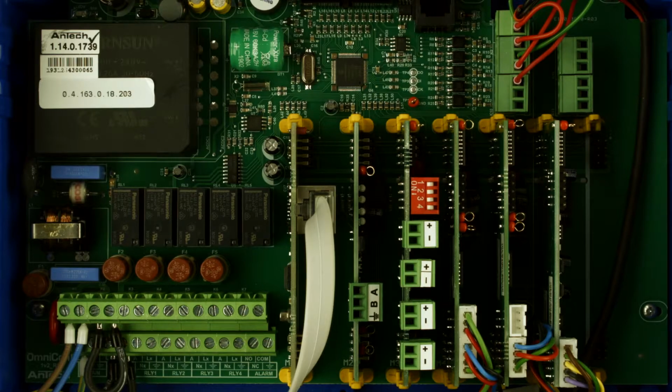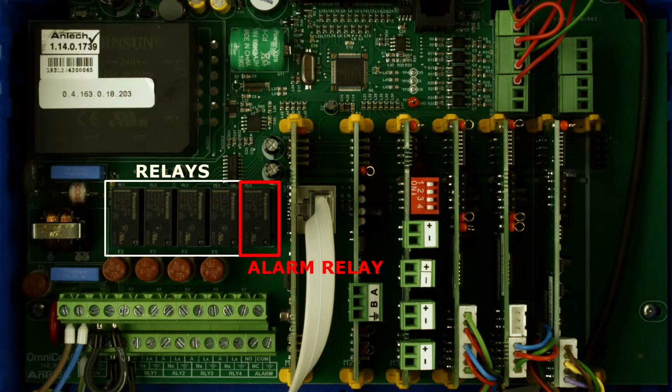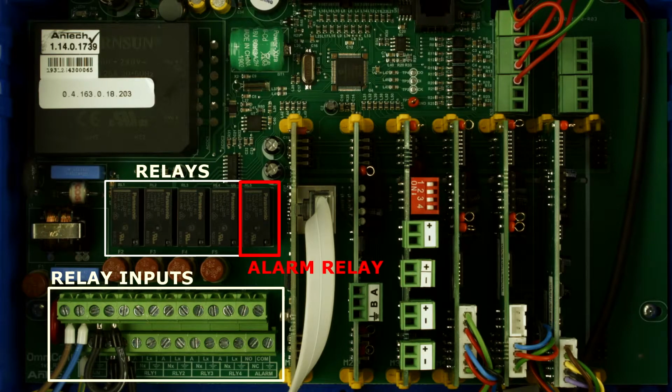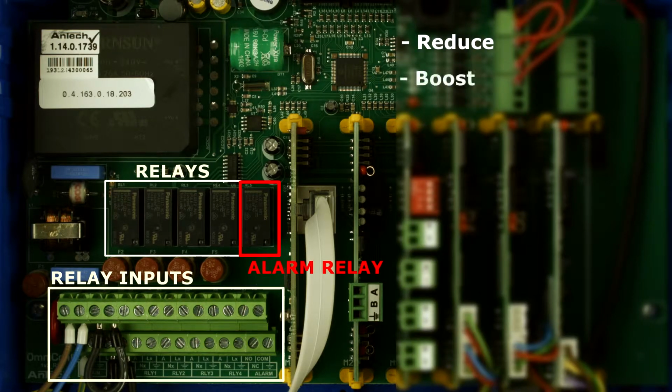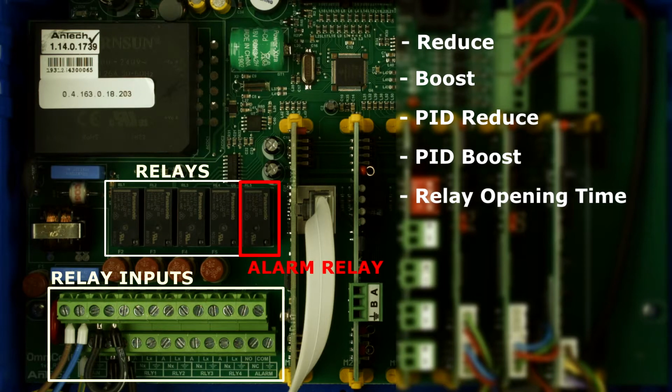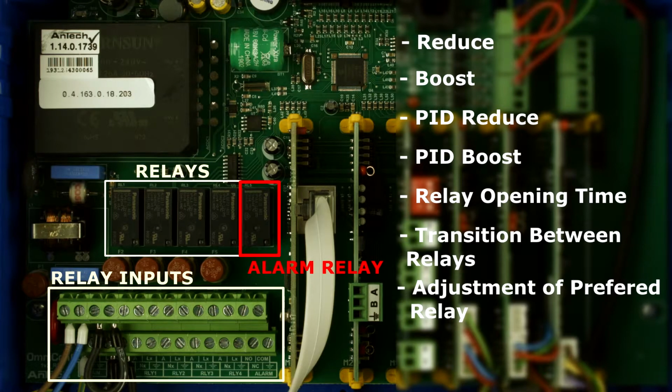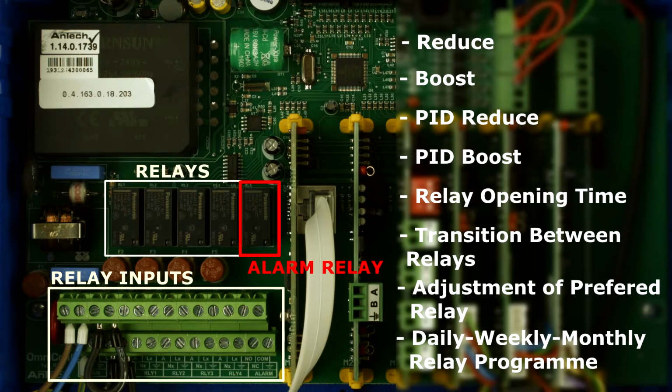Omnicon has 4 programmable relay outputs and 1 alarm relay output. These 4 relay outputs can be used as reduce, boost, PID reduce, PID boost, entering relay opening time, transition between relays, adjustment of preferred relay to the preferred measurement channel, and making daily, weekly, monthly relay program with timer property.